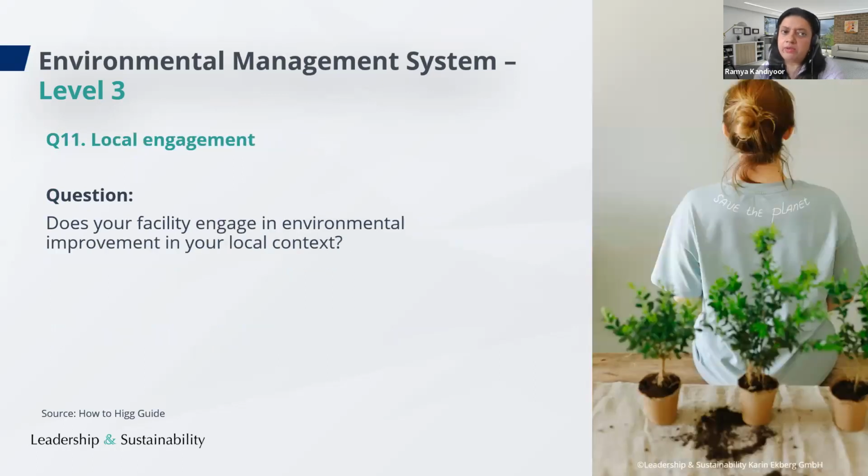Next, you have question 11, which is on local engagement. Does your facility engage in environmental improvement in your local context is the question here. And when we say local context, there could be many different ways in which you have local engagements. Let us say there is a river basin which you are trying to clean up and improve. You can be a part of that. If you are doing certain charities in the area, you can say that. If there is a wetland area which you are trying to revive, you can say that. So there are many different ways in which you can have local engagements.